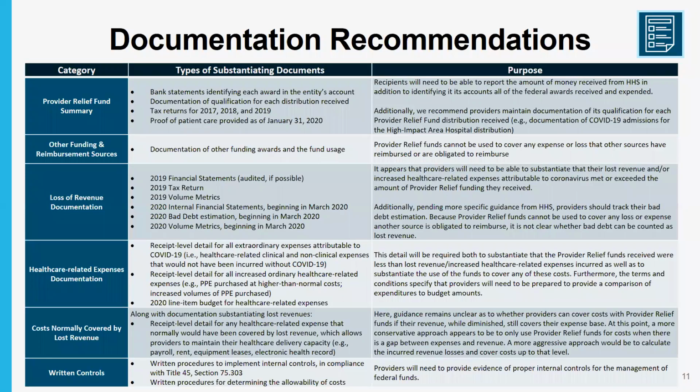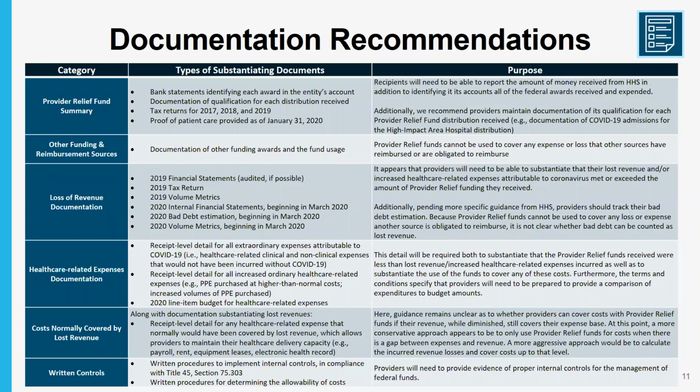That will also help you to substantiate the expenses that normally would have been covered by lost revenue. In addition, in the documentation of uses, we feel that it's wise to maintain documentation on how each use helped to prevent, prepare for, or respond to coronavirus.